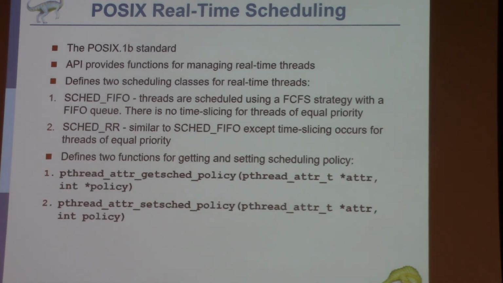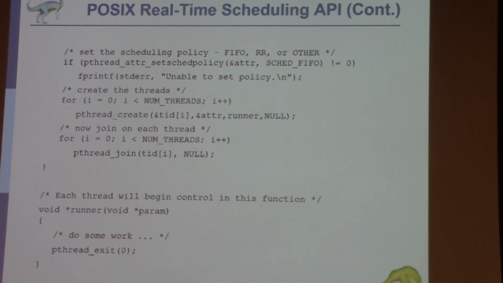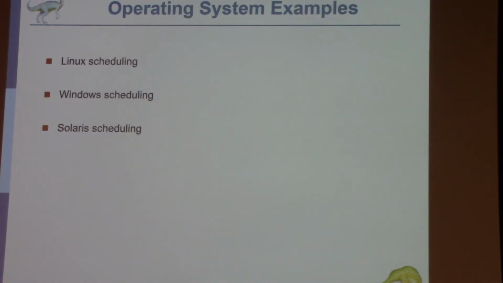Okay. Then there are other examples. We have the real-time one. This is a POSIX example for real-time scheduling, where the policy is round robin, and first in, first out, we can use that. Okay, so we will very quickly see examples of operating systems.